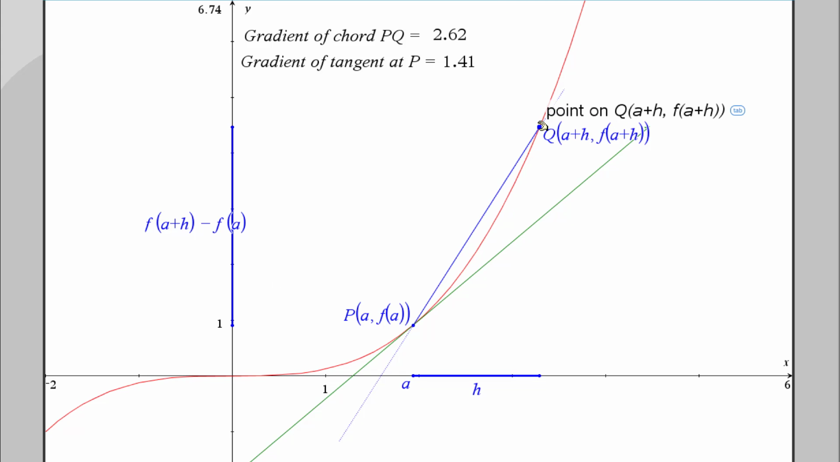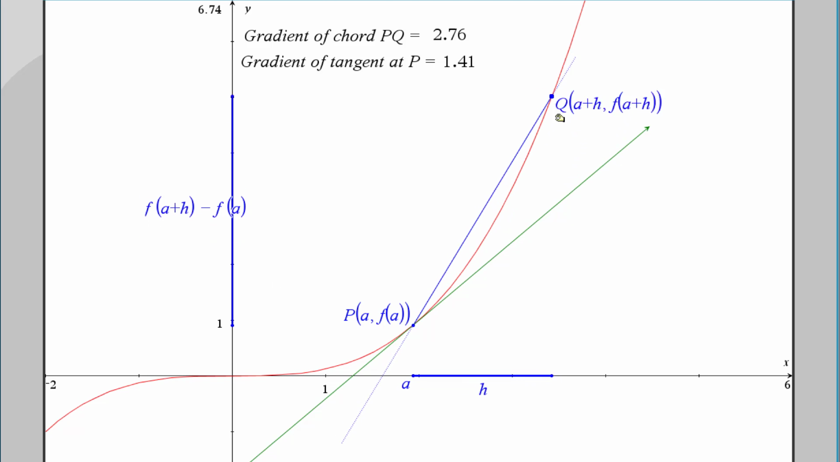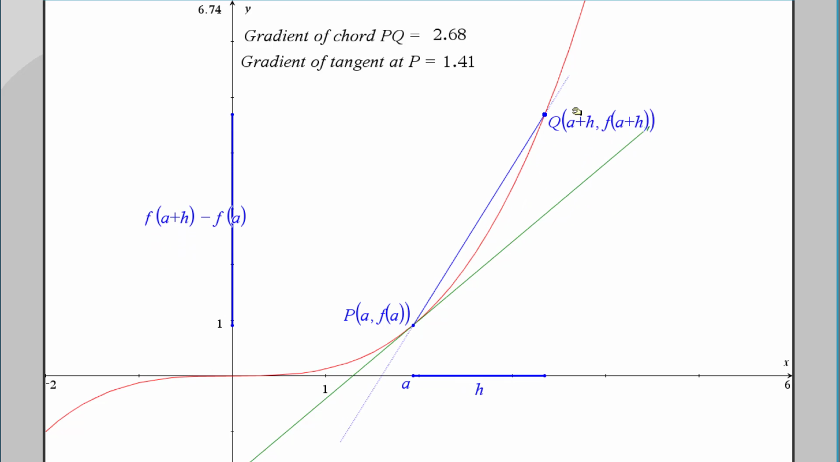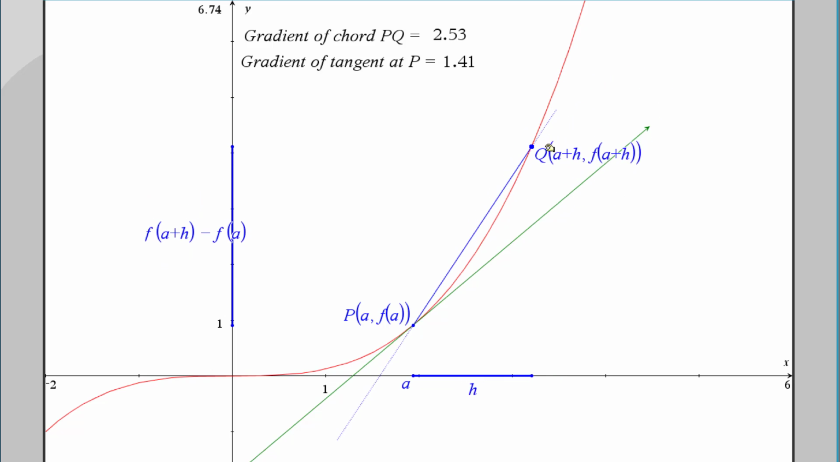So we should be able to see, as I move the point Q, how the vertical distance and the horizontal distance change. Remember what we're trying to do is use our blue secant, the line from P to Q, and use the gradient of that line to allow us to calculate the gradient of the green line, which is the tangent to the curve at the point P. Remembering that the gradient of the tangent to the curve at the point P is by definition the same as the gradient of the curve at the point P.